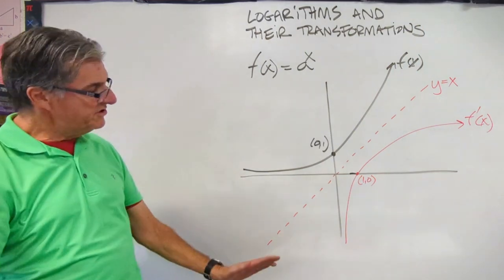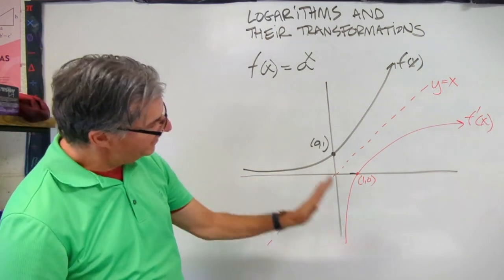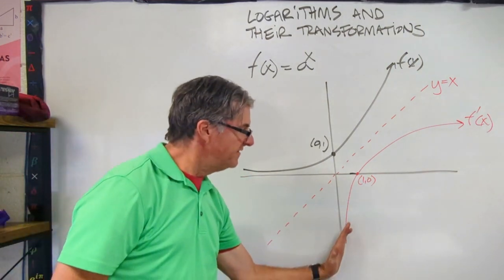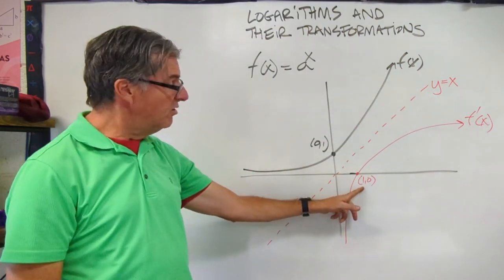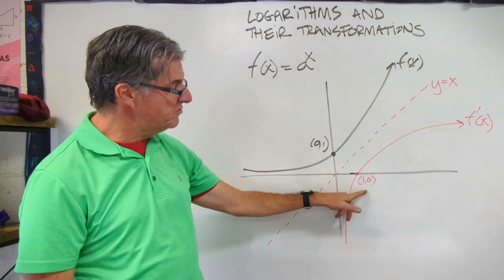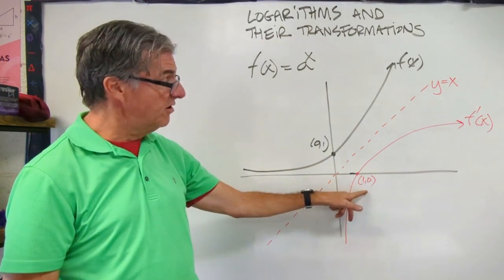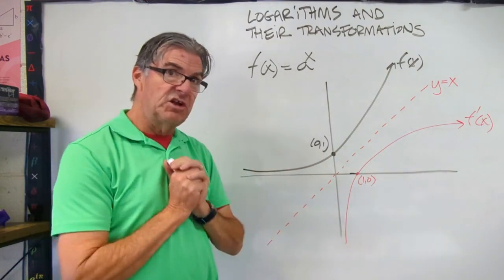Okay, so I just sketched my curve. I reflected it across the y equals x line, and I get this increasing function that goes to the point 1, 0. This one went through 0, 1, so this one has to be 1, 0. Now, I want you to think closely.